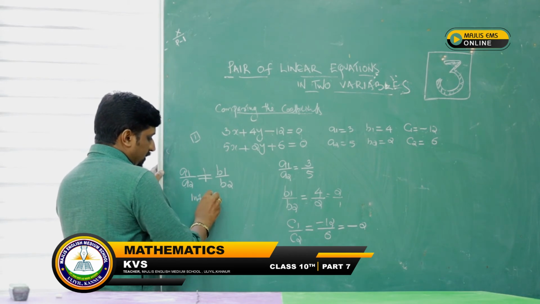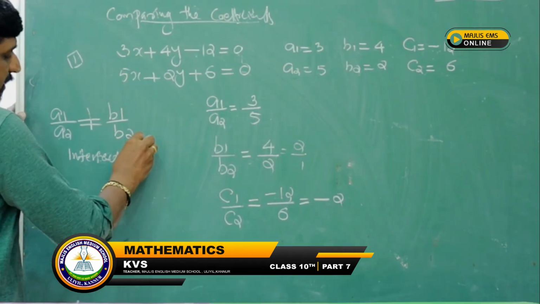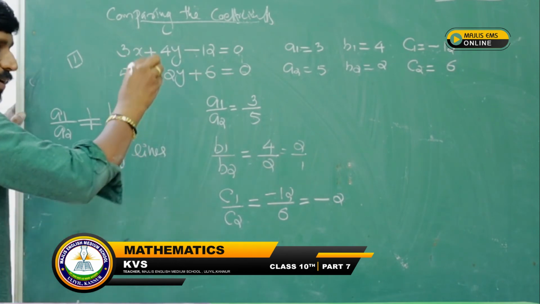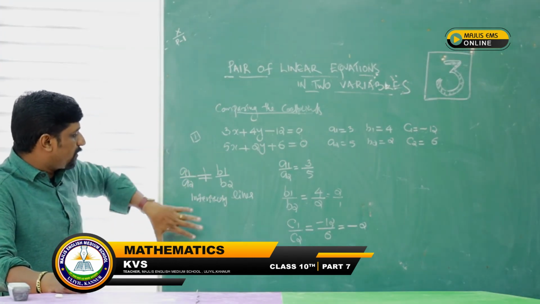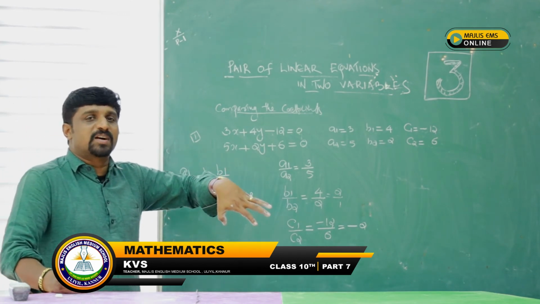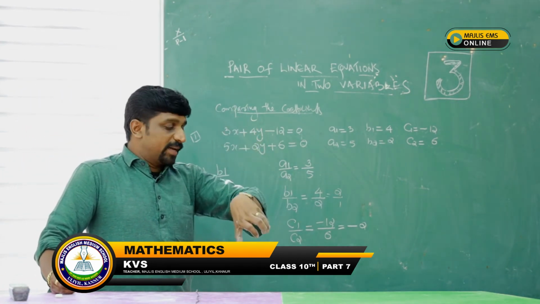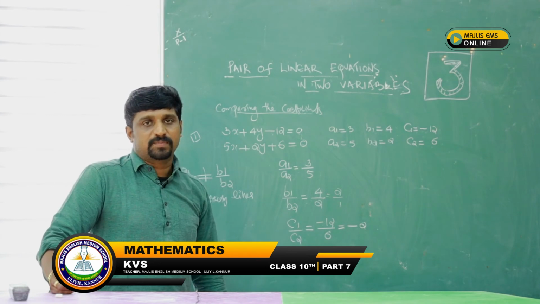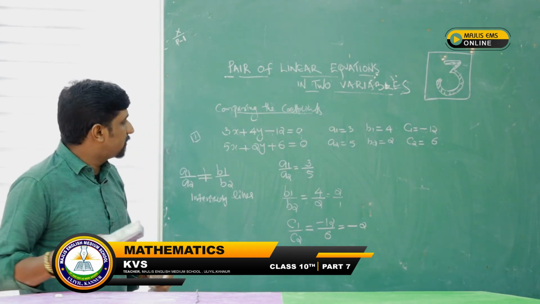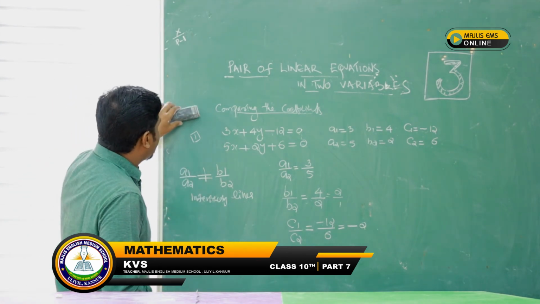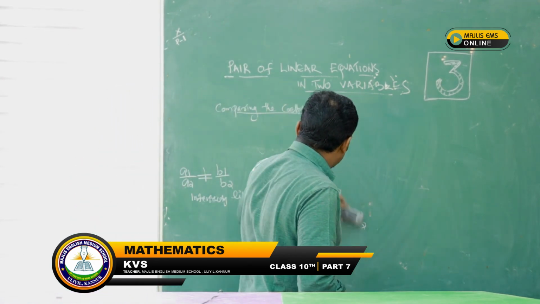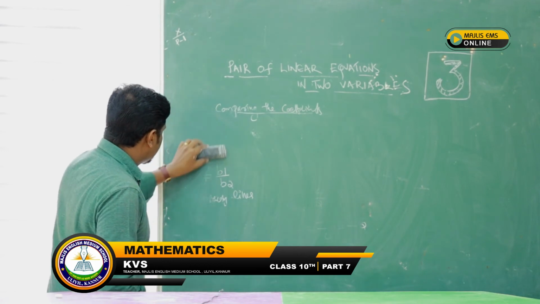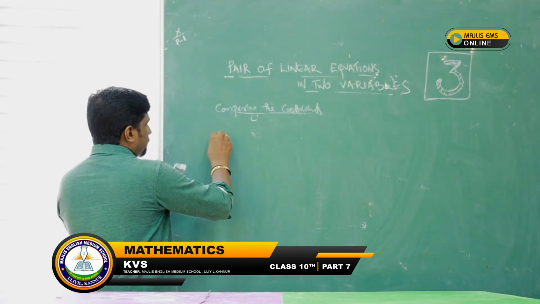When we consider a1 by a2 not equal to b1 by b2, we can conclude without drawing the graph that the lines will intersect at one point. That is known as intersecting lines. Okay, so that is the first one. Then the second case again.